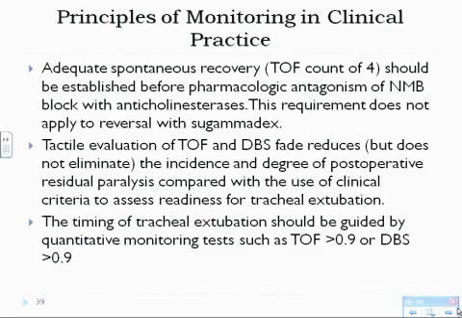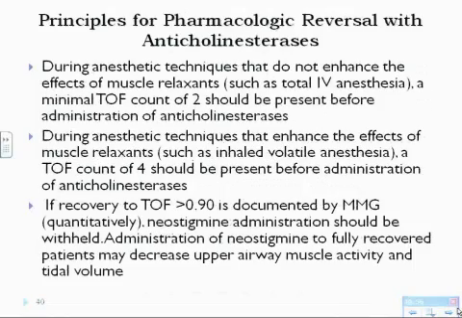Tactile evaluation of train of 4 and DBS reduces the incidence of postoperative residual paralysis compared with the use of clinical criteria. So that's one thing that you should at least minimally have. The timing of tracheal extubation should be guided by quantitative testing, such as a train of 4 ratio greater than 0.9 or DBS greater than 0.9. During anesthetic techniques that do not enhance the effects of muscle relaxants, such as total IV anesthesia, a minimum train of 4 count of 2 should be present before administration of anticholinesterases. So that's a minimum you should always wait for, at least a 2.